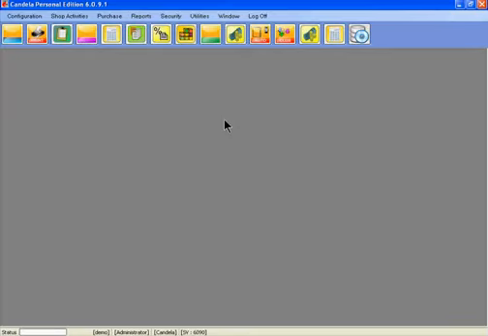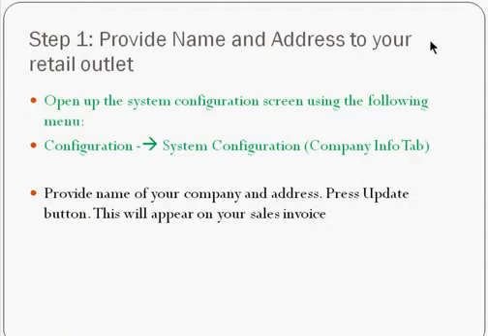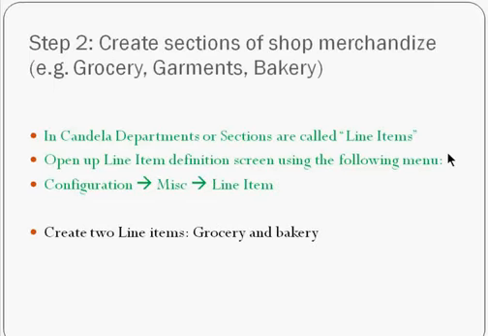So congratulations, you have gone through a complete retail business cycle in Candela and learned its working. We just have a recap of what we have done. We have provided name and address of the retail outlet, and this is the link which we followed: configuration and system configuration. In the next step, we defined two departments in the system, and the link was configuration, miscellaneous, line item, because in Candela departments are called line items, and we created grocery and bakery line items.